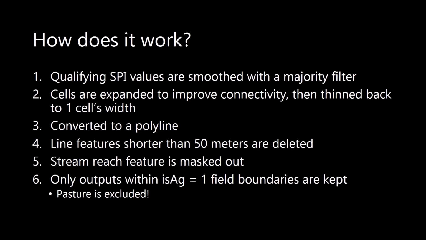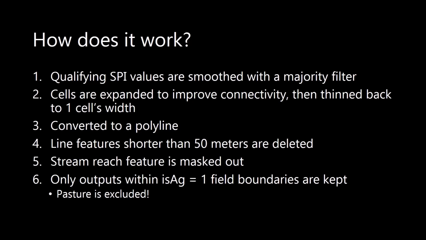Those remaining quote-unquote lines are then going to be converted to a polyline feature. Line features shorter than 50 meters are going to be deleted. This is just for practical purposes. Then a stream reach feature is going to be masked out. This is to make sure that we don't have any very long grass waterways being sited through channels.